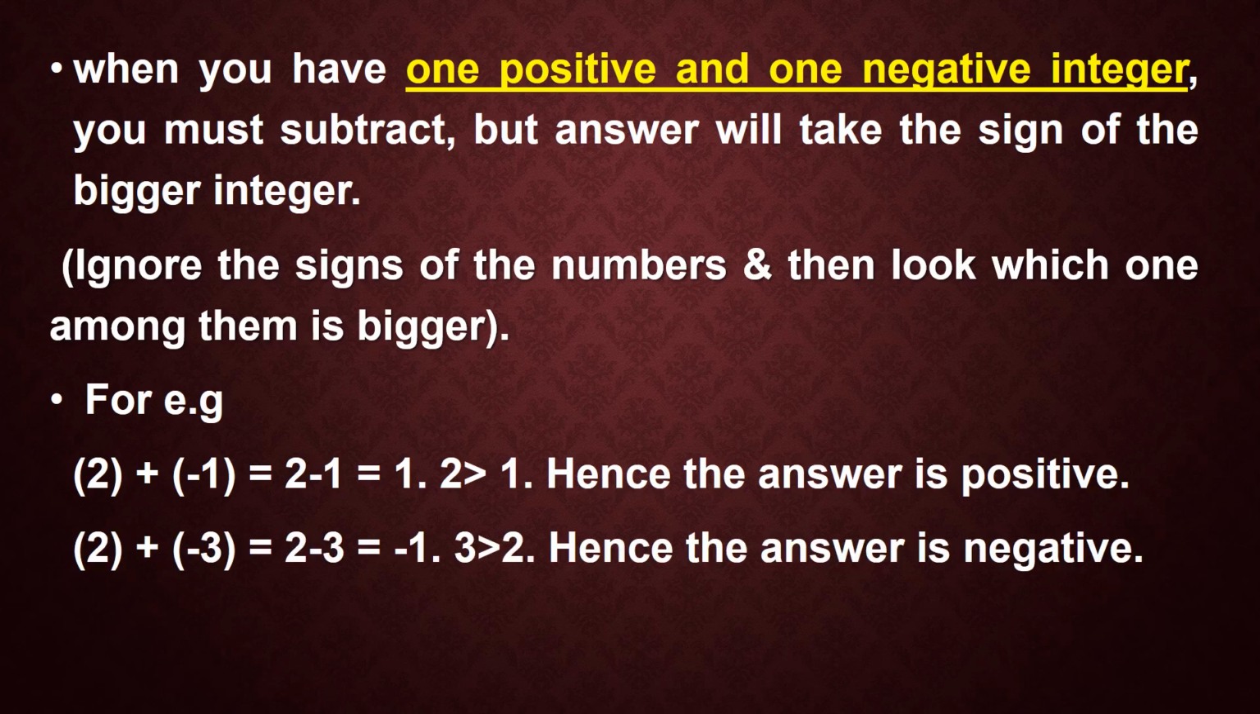Next example, 2 plus -3, which is equal to 2 minus 3, which is equal to -1. Since 3 is greater than 2, hence the answer is negative. Answer will take the sign of the bigger integer.